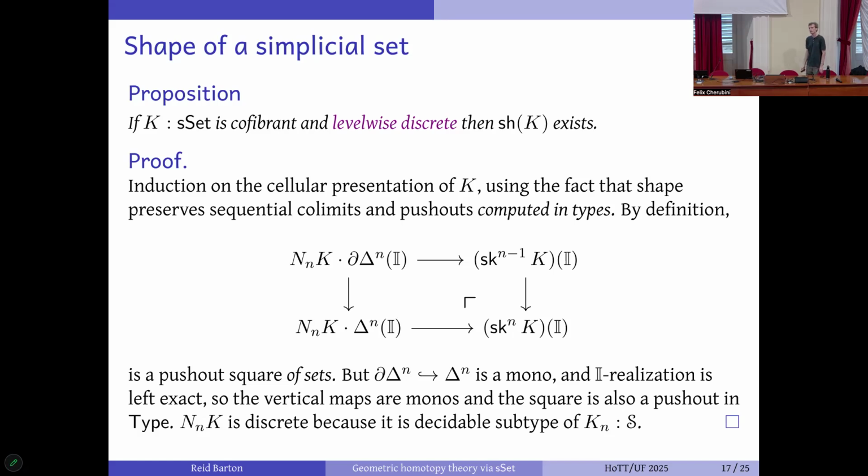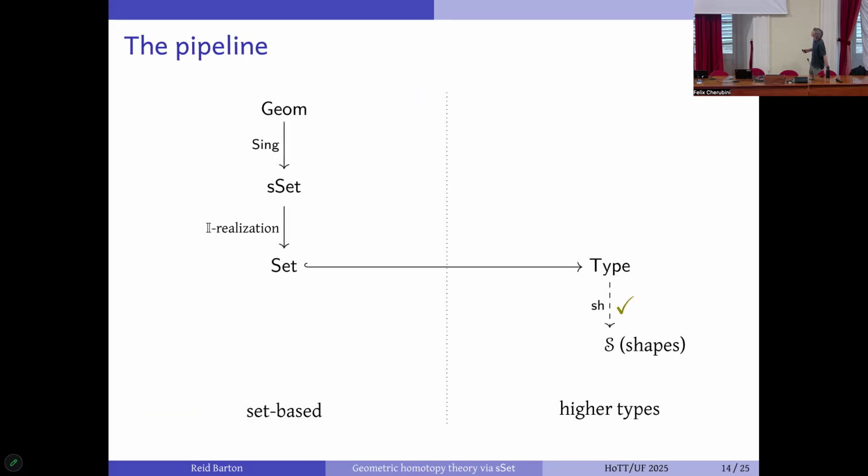I'm not sure if that was asked already, but in the cohesion picture, I would skip the first two steps and directly take the shape of every geometric thing. And so in your pipeline, I assume that there are situations where you can't just take the inclusion of the geometric category into types and then take the shape, that this doesn't give the right thing. Do you have some example where? Yeah, so that's definitely true.